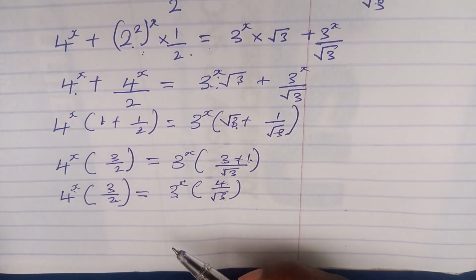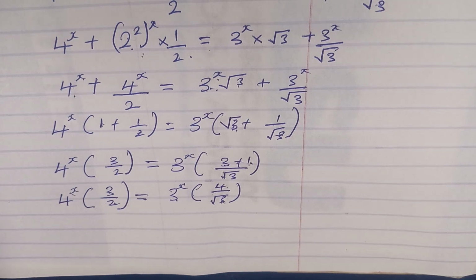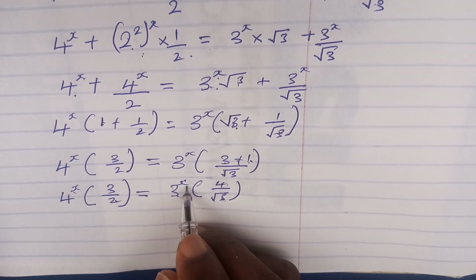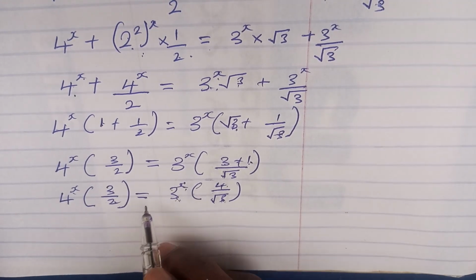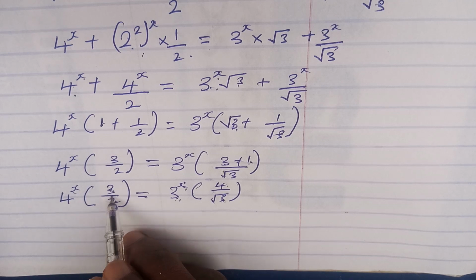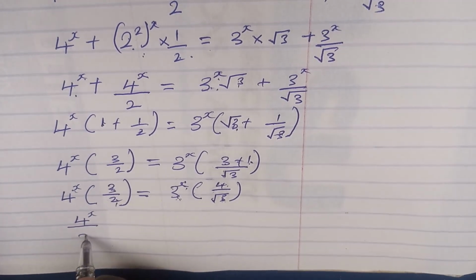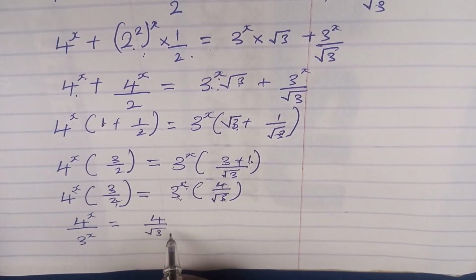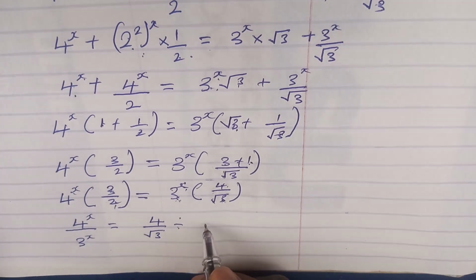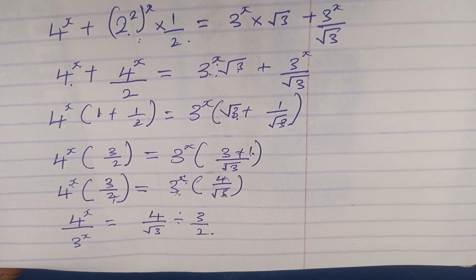So what are we simply going to do from here? We want to make x to stand on its own, the value having x on one side and the value not having x on the other side. So if we should do that, we are going to divide both sides by 3 to the power of x, and we are going to divide both sides by 3 over 2. So if we do that, we have 4 to the power of x over 3 to the power of x is equals to 4 over root 3 divided by 3 over 2. We are dividing by this 3 over 2.